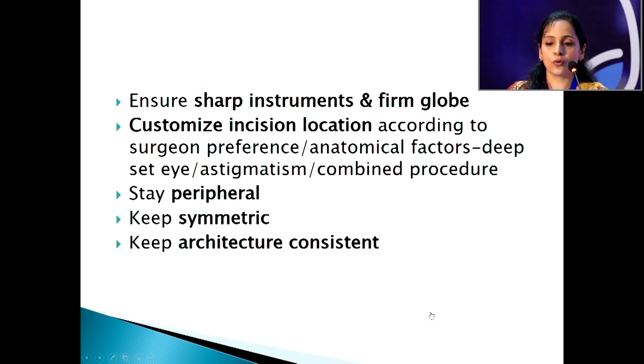Customize the incision location according to the surgeon's preference and anatomical factors like a deep set eye or pre-existing astigmatism, or if you're planning a combined procedure like, say, a trab. And you should always stay peripheral, keep it symmetric, and keep the architecture consistent.